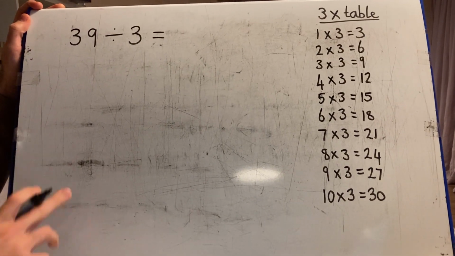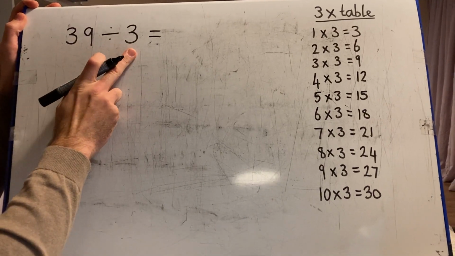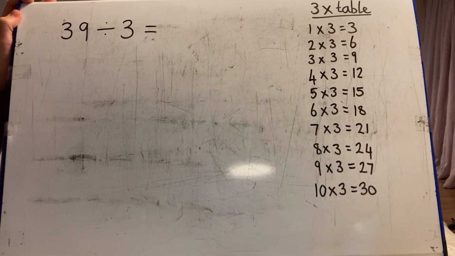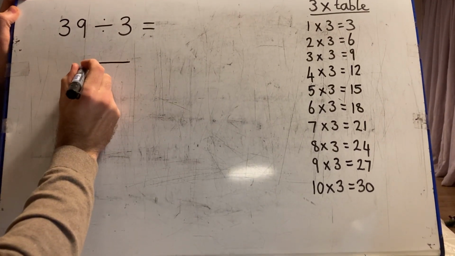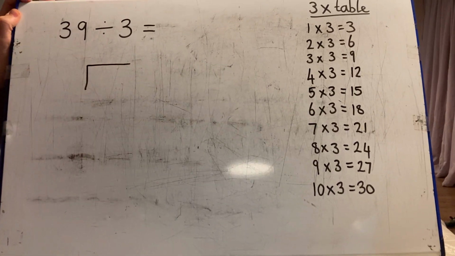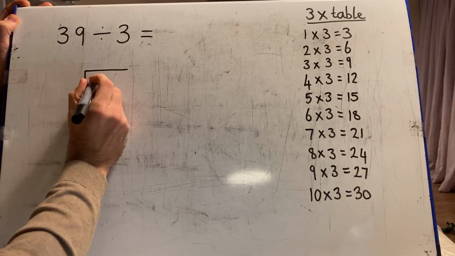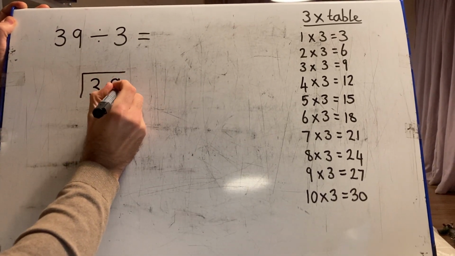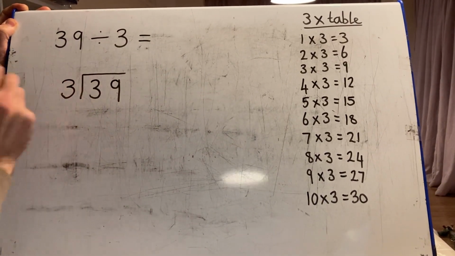So our first question we've got here is 39 divided by 3 equals. Just as we've done over the past few days, hopefully, I'm going to start by putting it into my bus stop. We're going to be doing our short division bus stop method. My dividend, 39, goes underneath the bus stop. My divisor, 3, is going to go outside.